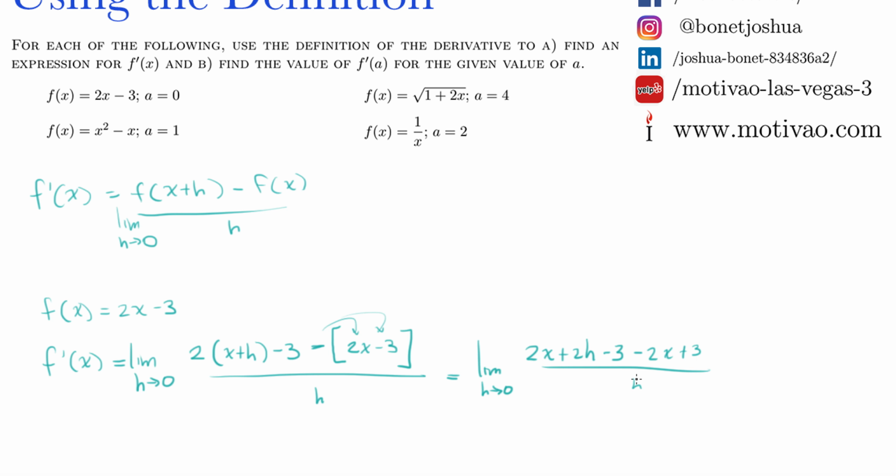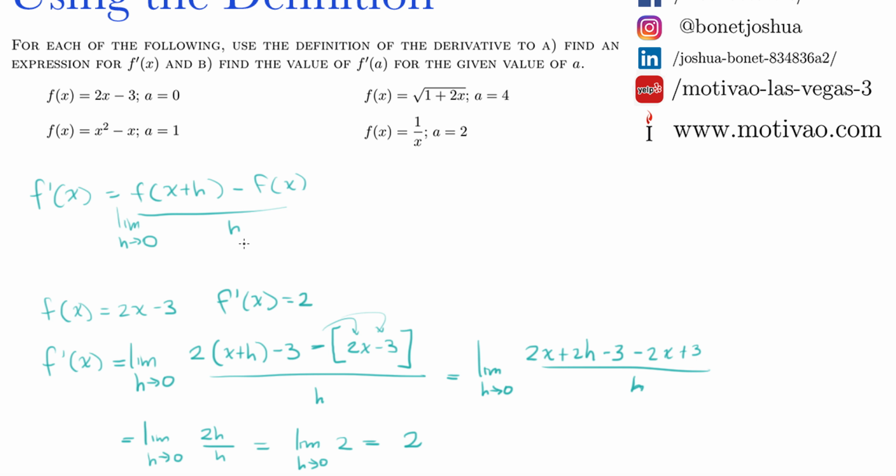over h. Now, how do I know that I'm doing it correctly? Well, if all terms that have no h cancel out, that means you're doing it correctly. So for example, 2x minus 2x is 0, negative 3 plus 3 is 0, so you're left with 2h over h. Notice that h over h is 1, given that h is not 0. So you're left with the limit as h approaches 0 of 2. This limit is just 2. So the derivative of f of x equals 2x minus 3 is just 2.